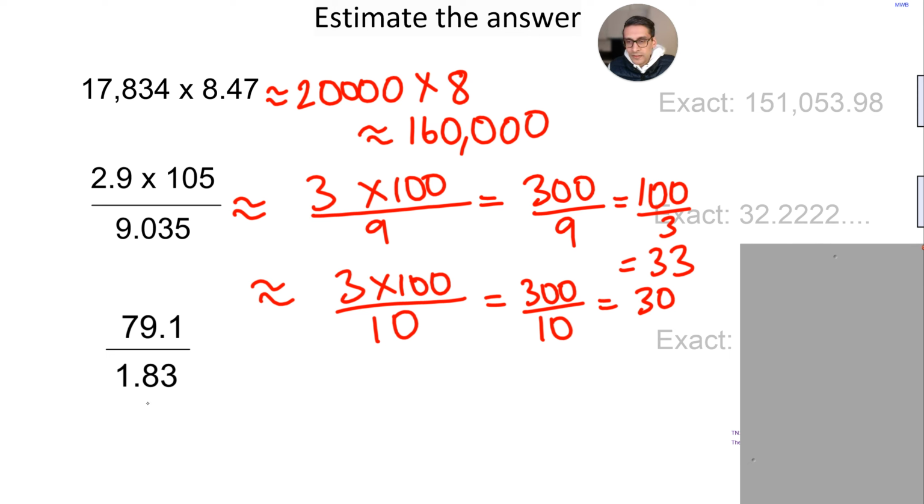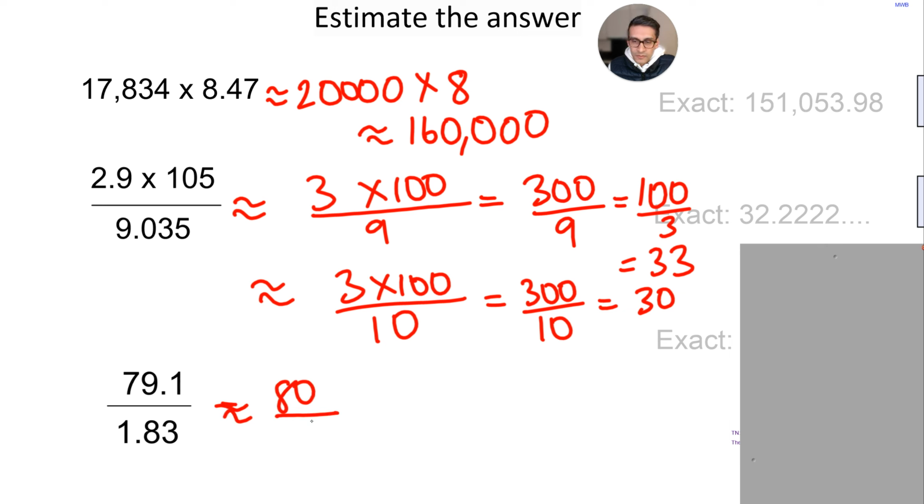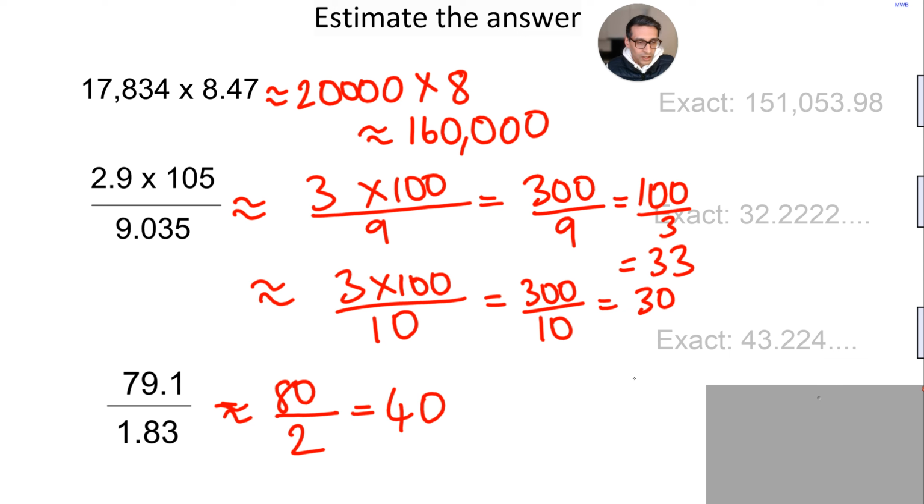Okay, the last one, 79.1 over 1.83. So this last one we can approximate as 80 divided by 2. So that's going to give you around 40. So the exact answer here is 43.224. So again, quite close, sensible.